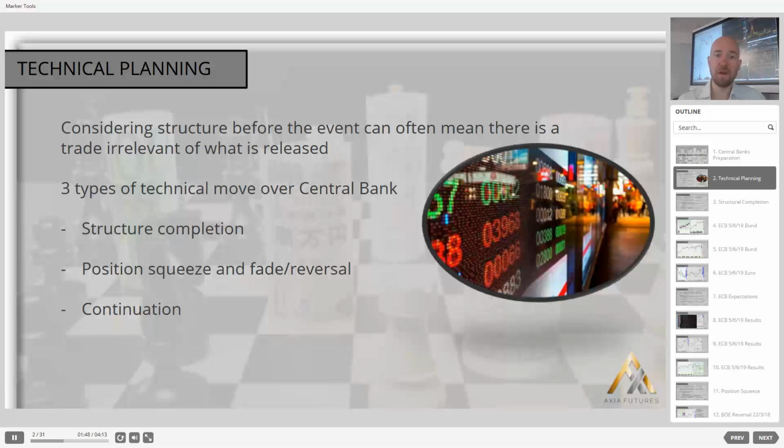Next up, a position squeeze. And this offers you a fade or a reversal situation. This can often be a situation that allows you in very early on a move, where you'd be looking at a market thinking, right, well, I know people are positioned one way here. If you get a break below a certain point or above a certain point, a lot of those positions that are playing for a certain scenario over that central bank may well get pushed out.